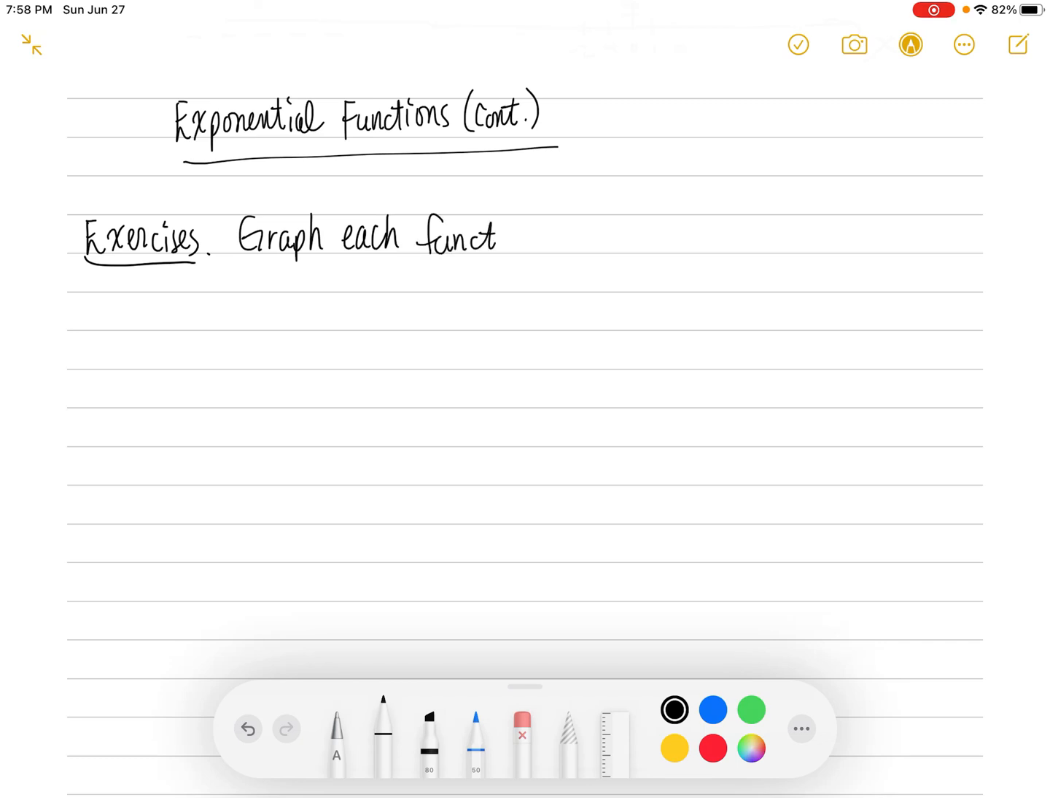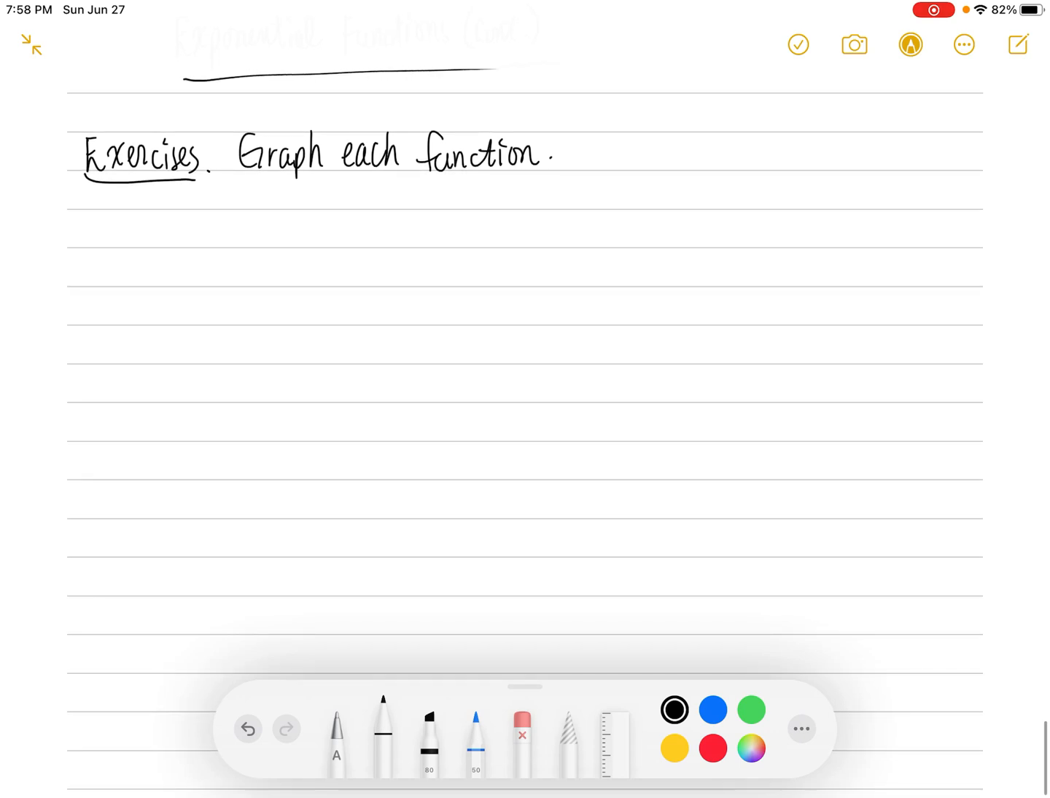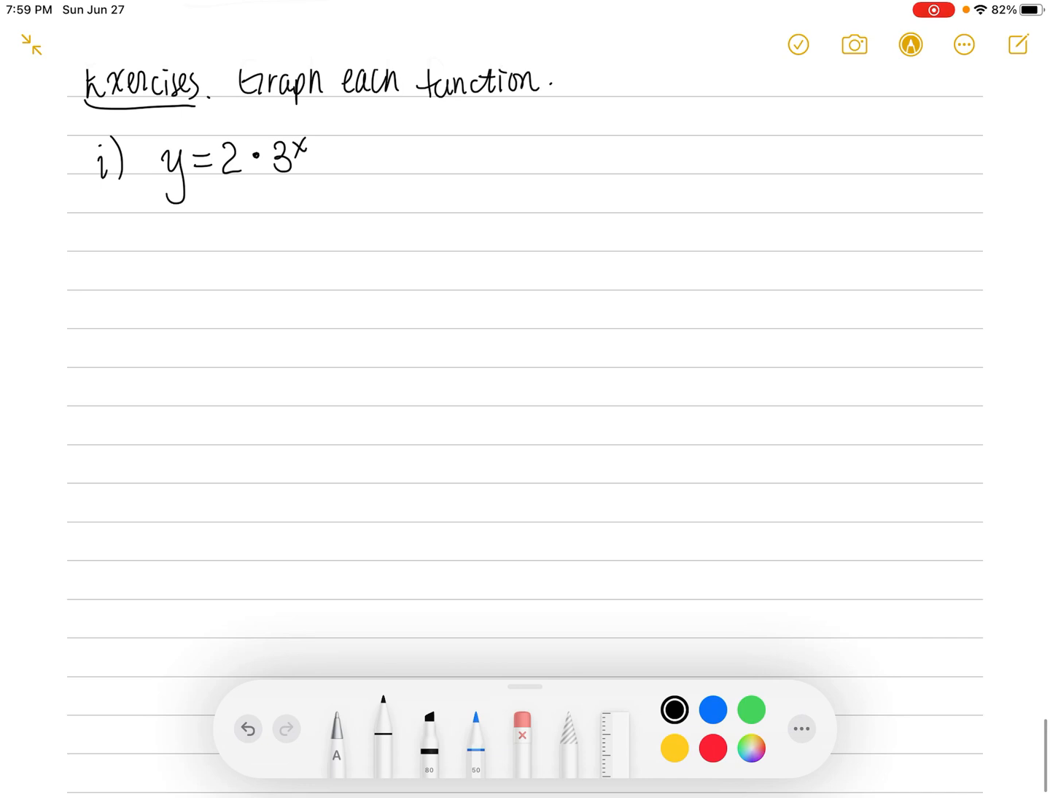Do some exercises here. So the instructions are to graph each function. Every function we have is going to be either a standard exponential function or maybe some kind of transformation of an exponential function. So I'm going to start off with number 1. Write it as y equals 2 times 3 to the x.